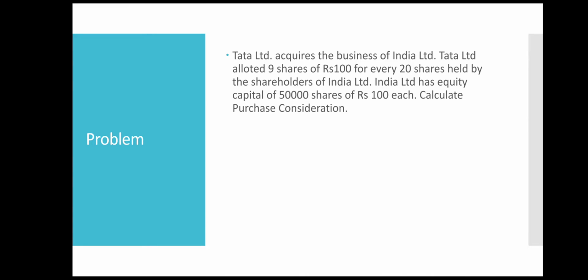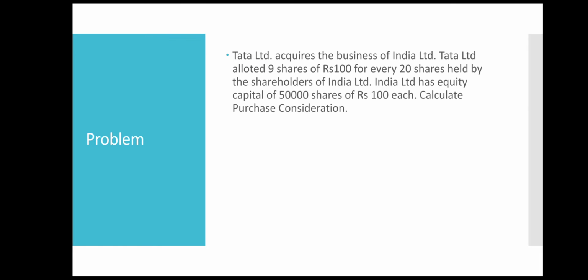Now let us try to understand the things that are given in the problem. Tata Limited acquires the business of India Limited. So Tata Limited is purchasing the business of India Limited. Tata Limited is the buying company, the purchasing company, or the transferee company. The business of India Limited is acquired, so India Limited is the transferor company, or the selling company. I hope this is clear. Now let us see what is the deal between the companies.